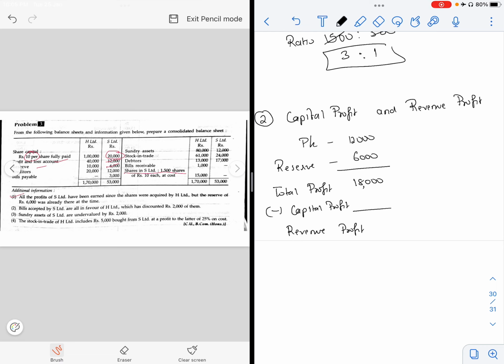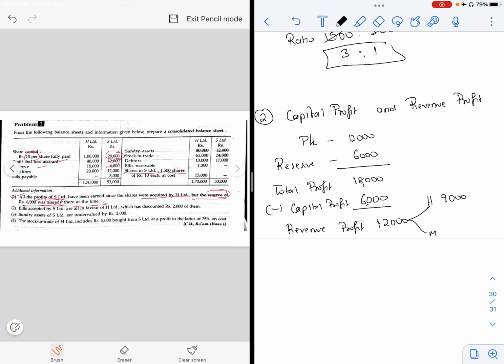Adjustment for capital profit. All the profits of S Limited have been earned since the shares were acquired, but the reserve of 6,000 was already there at the time of acquisition. So 6,000 is capital profit, and the other 12,000 is revenue profit. This revenue profit is distributed between H Limited and the minority in the ratio 3:1, that is 9,000 and 3,000. Adjustment number 3: the undervaluation of sundry assets is also added to capital profit.